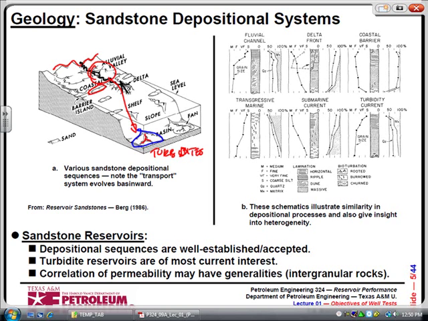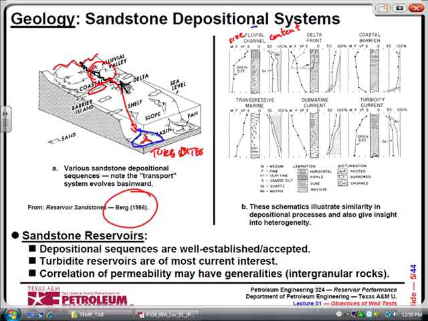And this fellow Berg, and I think there's a copy of his book in the Petty 324 materials, went as far as to characterize each depositional sequence with a sand grain size. This is size. And then this is content or material, and he shows how they look. And I know you're going, this is something for geologists to do, but you're going to have to be the interface between geologists and yourselves, and you have to at least know the words they're using.